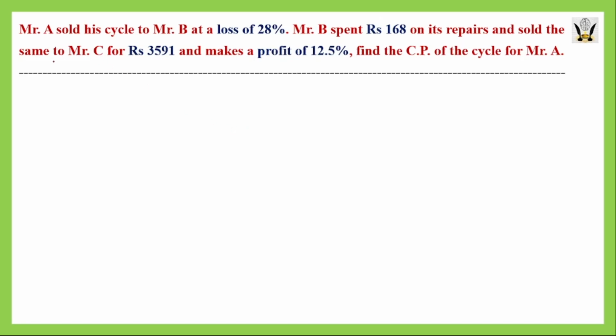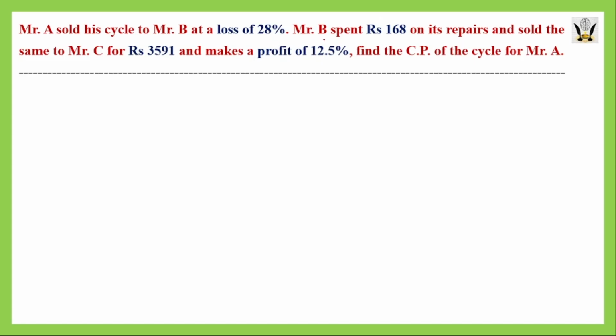Now the next problem sum says that Mr. A sold his cycle to Mr. B at a loss of 28%. So the cost price of that cycle is not known, but Mr. A sold that to Mr. B at a loss of 28%.